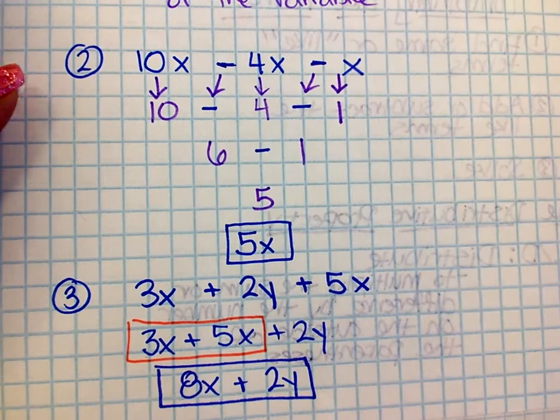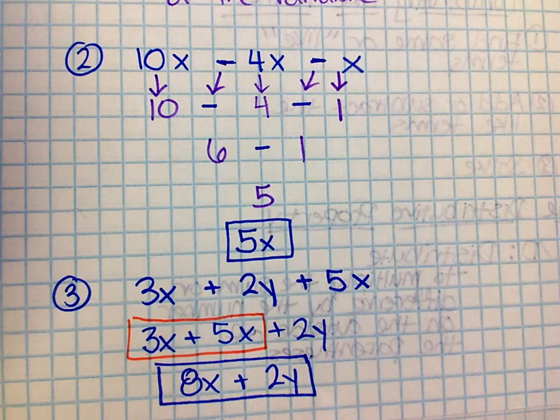Because you can't combine 2y with anything else. It's left stuck by itself. You can only combine the x's with each other. You can combine the y's with each other. But x's and y's, they're not the same. You cannot combine unlike terms, only ones that are the same.